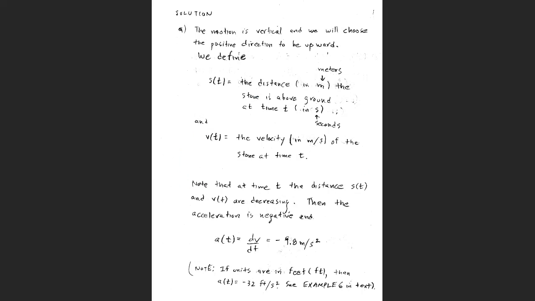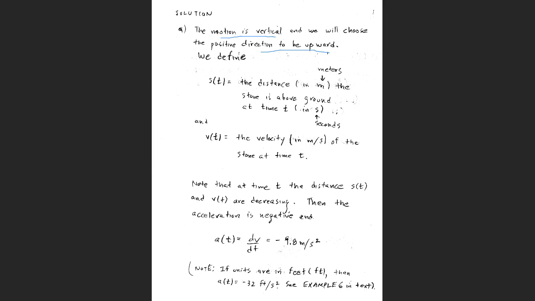So the motion is vertical here now for this stone. It's not like a particle moving sideways, to the left and the right. For a particle moving sideways, when a particle moves to the right, that's positive velocity. When the particle moves to the left, that's negative velocity. Since the motion of the stone is strictly vertical, we're going to choose the positive direction to be upward, and therefore downward direction would be negative.